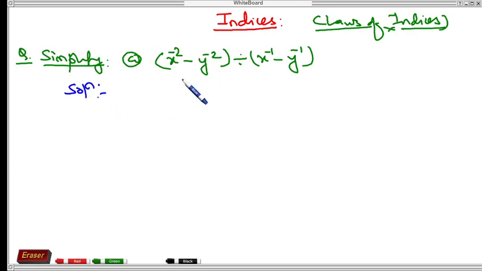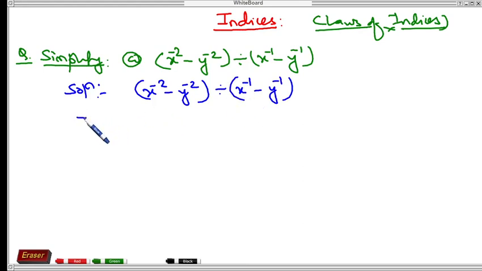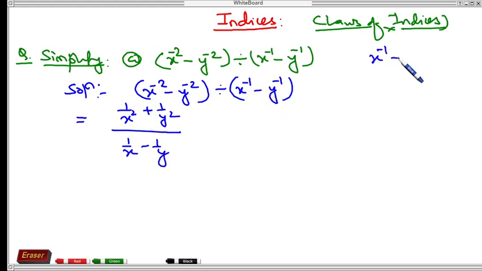Anyway, now we have to solve this question. Don't worry about the answer, but the process is important. x to the power minus 2 minus y to the power minus 2, divided by x to the power minus 1 minus y to the power minus 1. This is the question. Then, dear students, it can be written as 1 over x square plus 1 over y square as the numerator, and the denominator is 1 by x minus 1 by y, as x to the power minus 1 is 1 by x, according to the laws of indices.